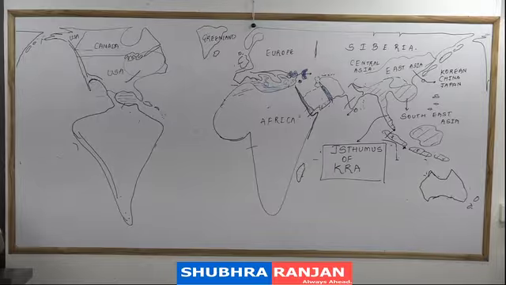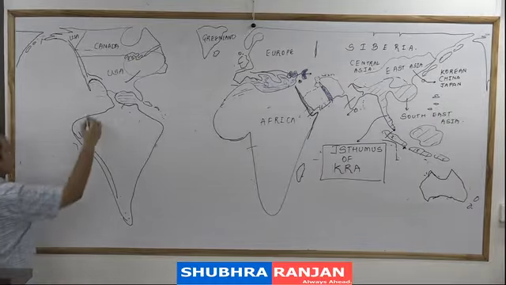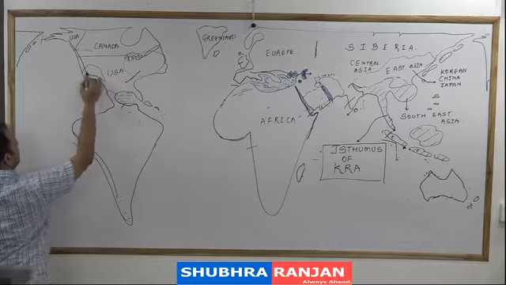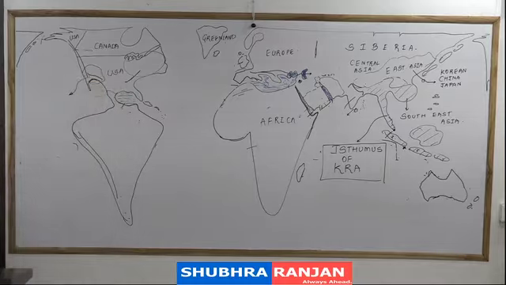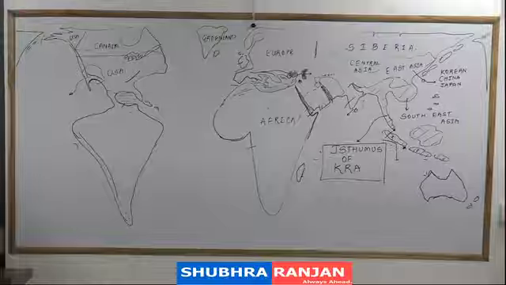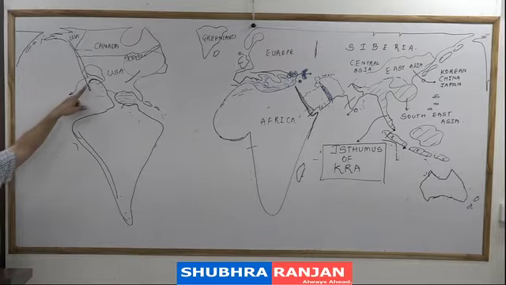Why New England? Because the population increased so much in the England region that the people migrated and came to USA, and they called it the New England region. And the other is this region here. This region is known as the California region, which is nowadays very famous for Silicon Valley, the San Francisco region. It is this region.